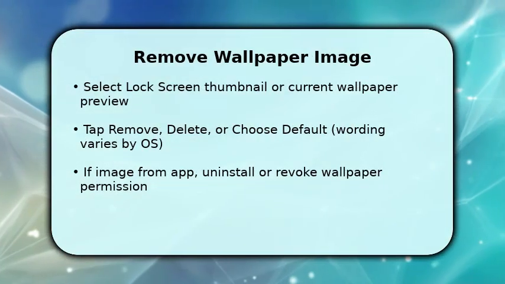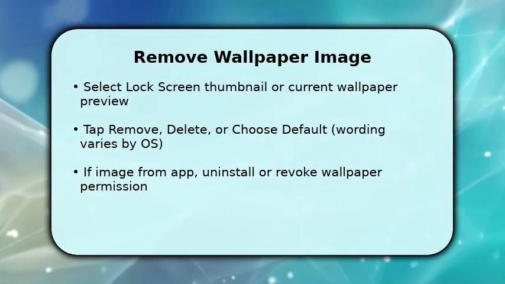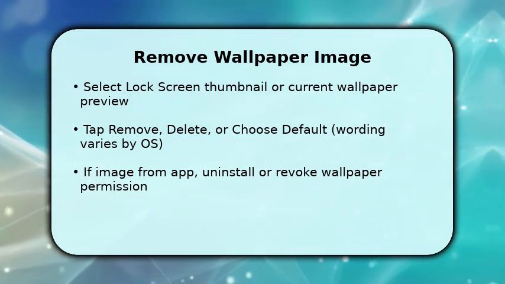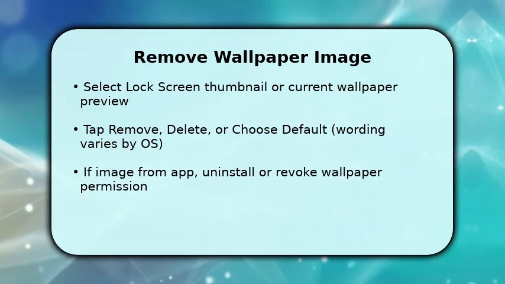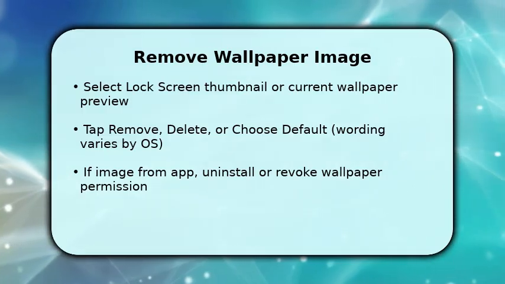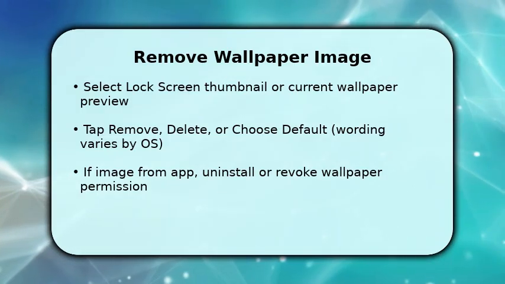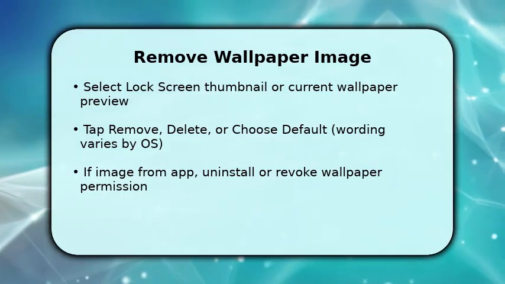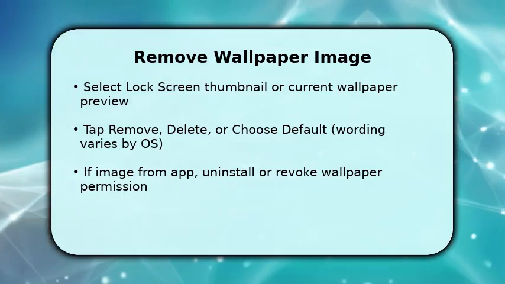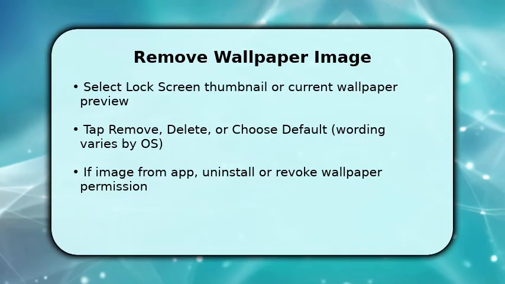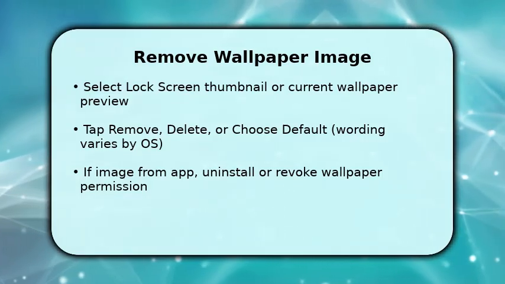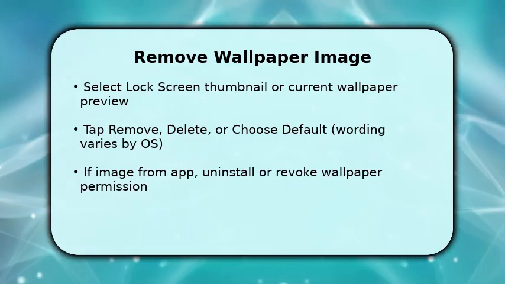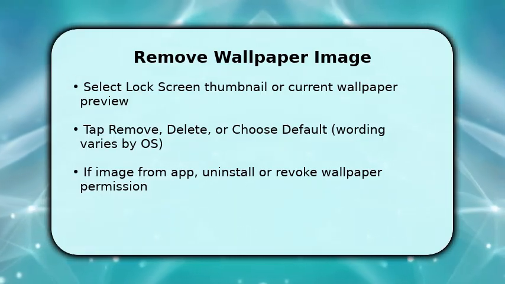You're at the lock screen wallpaper preview. Tap the thumbnail to open full options. Once open, choose Remove, Delete, or Restore Default. Different systems use different labels, so pick the action that clears the image. If the wallpaper came from photos, confirm deletion only if you want it removed from your library too, otherwise just deselect it. If it came from a third-party app, either switch to a system wallpaper or uninstall the app, and revoke its wallpaper permission to fully clear the lock.